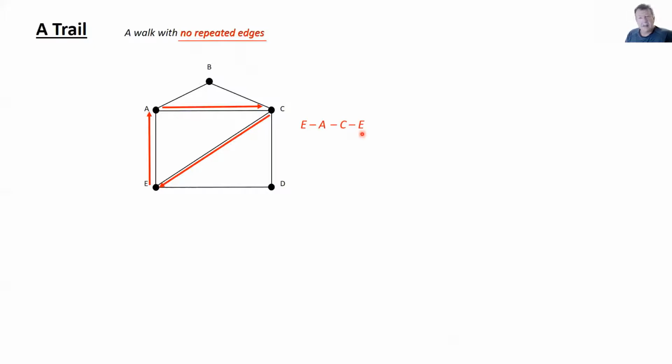Let's go the other way and see if we can go a bit further in the trail. Well, off to D. Yep, we can do that. Up to C. We can do that. Up to B. We can keep going. We can get to A after all that. No repeated edges. Okay, so that's E-A-C, E-D-C-B-A.